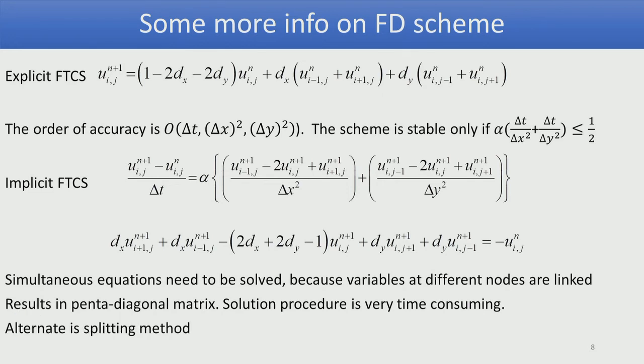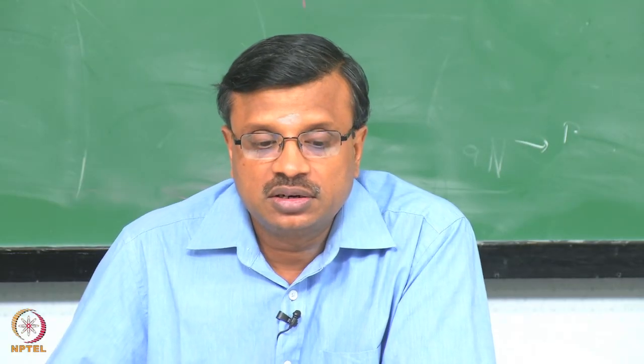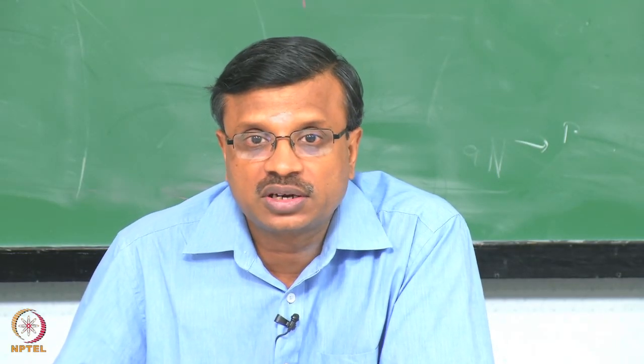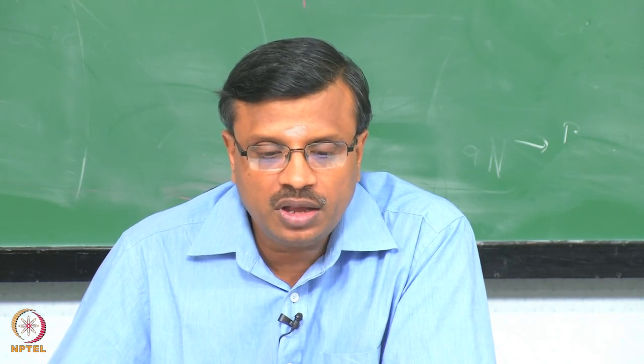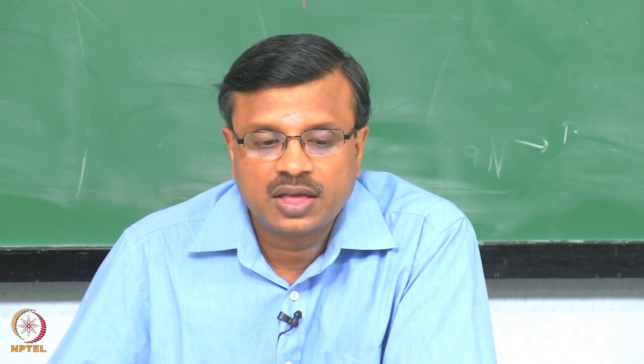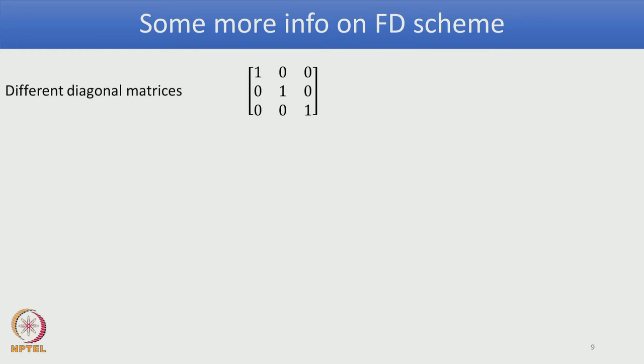There is an alternate way of solving the same equation. We are seeing multiple methods of doing the same equation, the two dimensional diffusion equation. First we have seen explicit, forward in time and central in space. Then we have seen implicit, forward in time, central in space. We understand the order of accuracy as well as the stability condition. Now, let us look at different matrices.